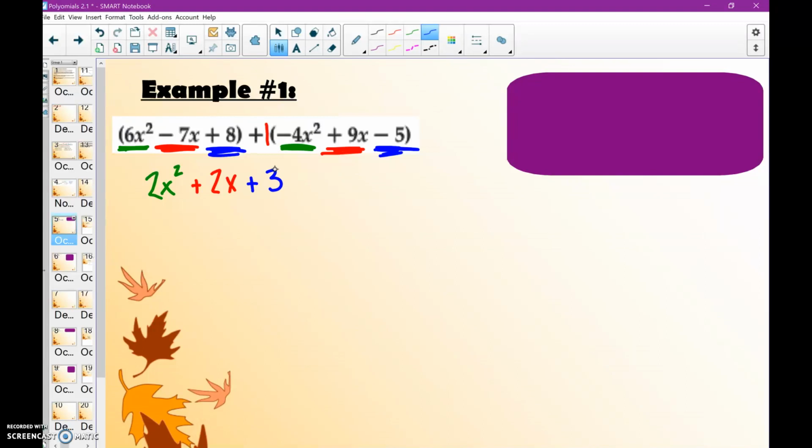Now look at your equation. Are any of those like terms? No, we've got an x squared, an x, and then just a regular number. None of those are like terms, so I can't add them together. So this is my final answer.